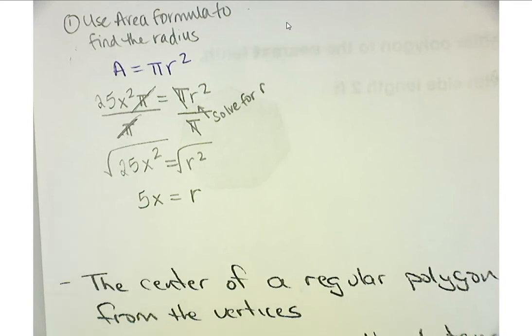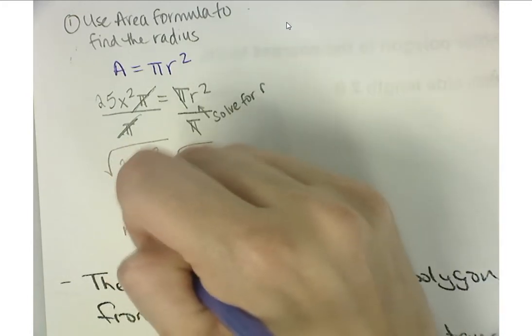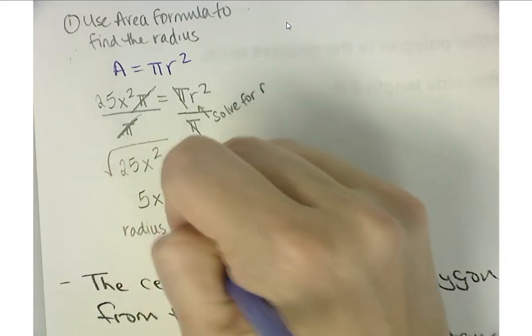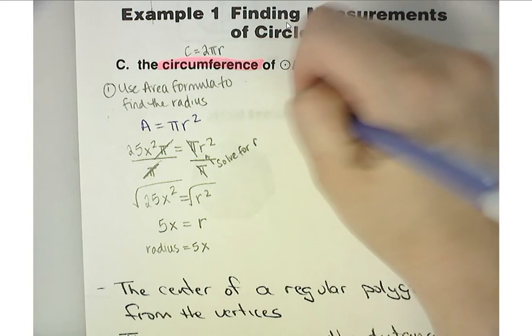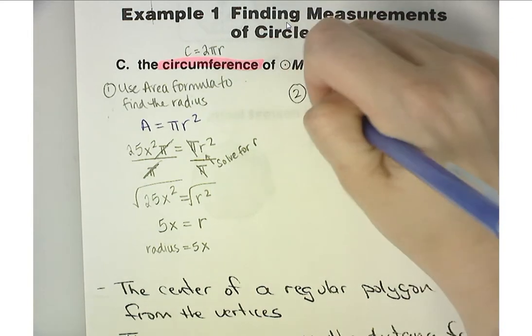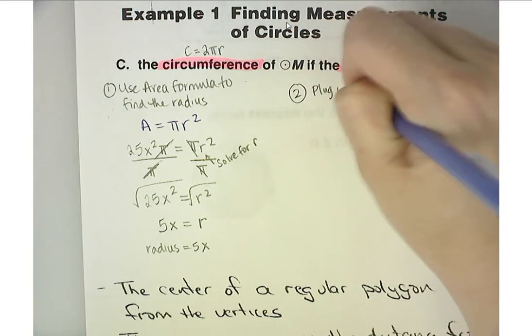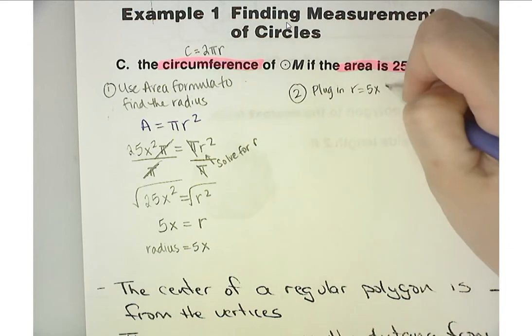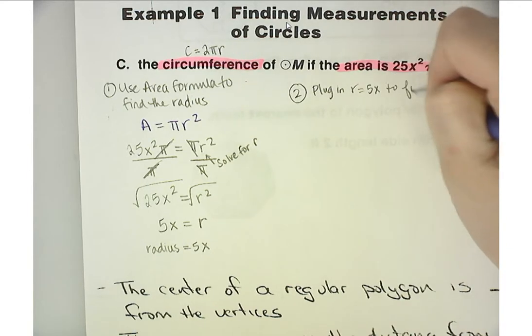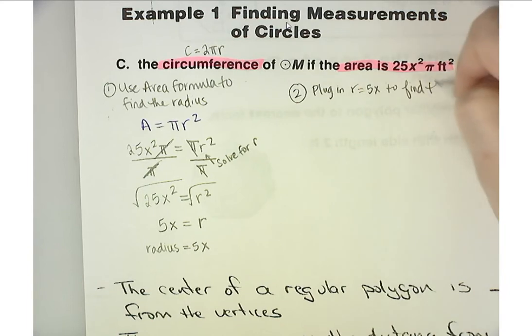Okay, so now that we know that our radius is 5x, remember, we're not trying to find the radius, we're trying to find what? The circumference. So for step 2, we are going to plug in r equals 5x to find the circumference.